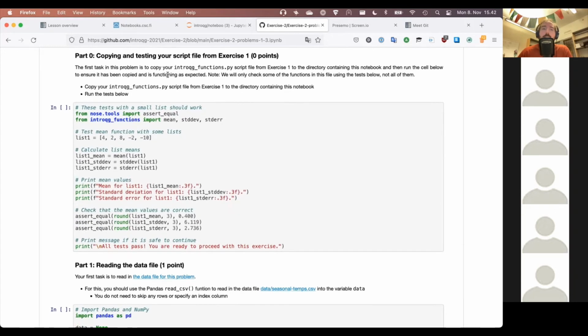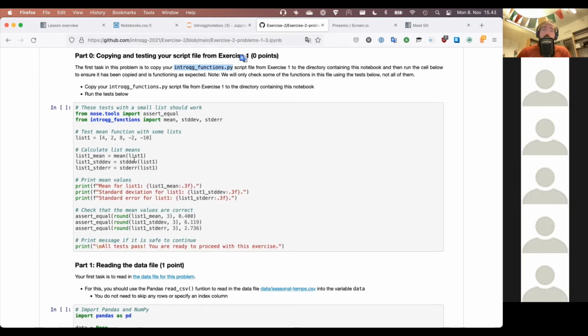The very first thing you need to do is make a copy of your intro QG functions.py script from exercise 1 and copy it into the directory where this exercise 2 is, because we're going to be adding functions to it. Each week, I think we'll start out the exercise by copying the previous week's intro QG functions. There's not a really easy way to distribute that with the exercise each week. So it's best if you just copy what you had from the previous week's exercise, and then we'll start adding things to that.